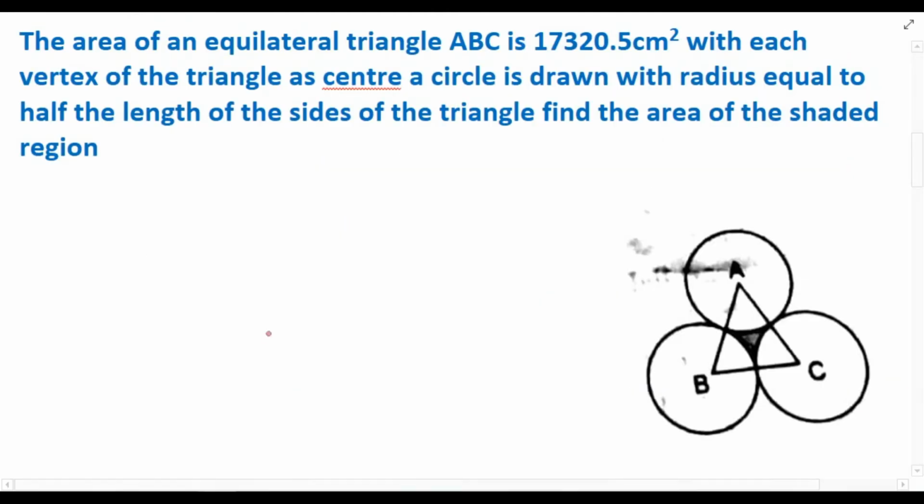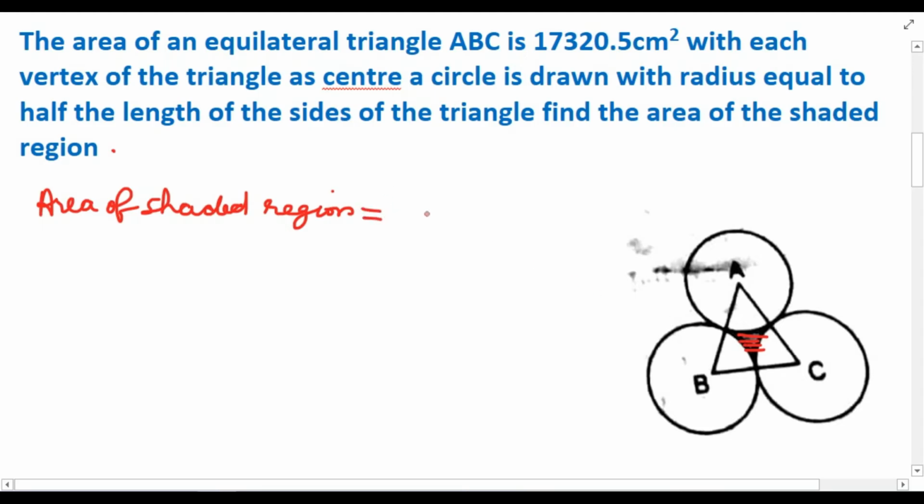So the next question: the area of an equilateral triangle is 70,320.5 centimeter square. With each vertex of the triangle as center, a circle is drawn with radius equal to half the length of the side of the triangle. Find the area of the shaded region. So here it is very simple. You can see 3 circles and the triangle. So this is the shaded region.